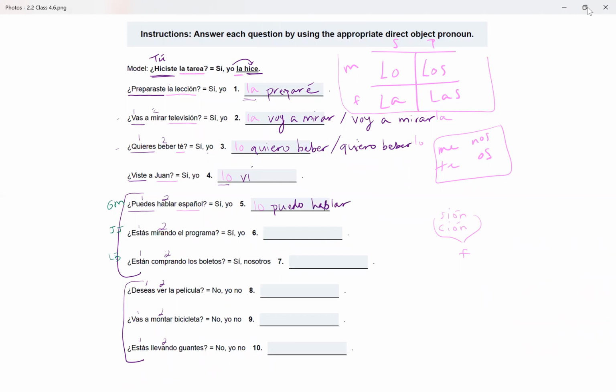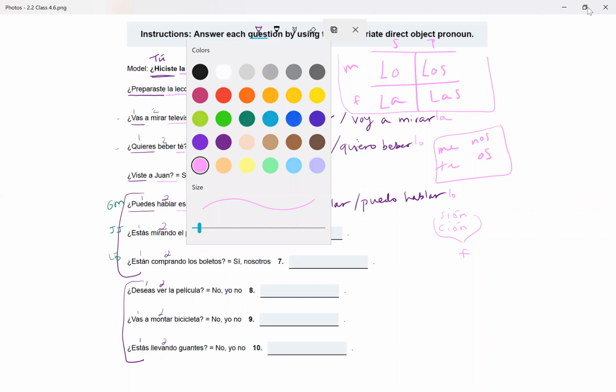And if we wanted to move the lo, could we? Yes. So we could have puedo hablarlo. Exactly. Hablarlo. Perfect. Thank you, Gianna. You're welcome. All right. Jameson, what do you think?